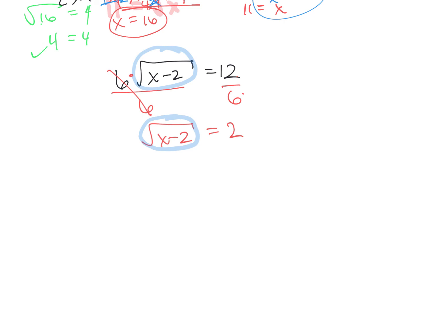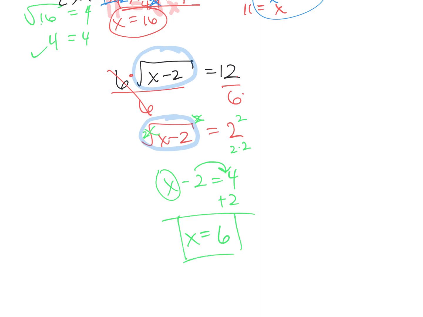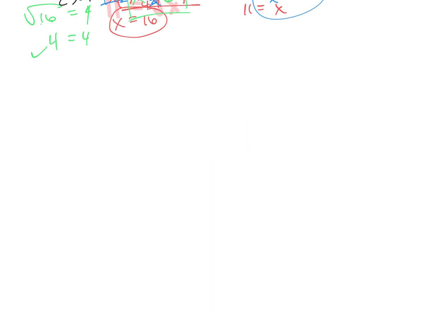So there's a square root here, so I can take the power of 2 to both sides. This cancels itself out. And so I get x minus 2 equals 2 times 2, which is 4. I'm going to isolate x, so I need to move that 2 over. So I'm going to add the 2. So x equals 6. Okay, let's look at another one.